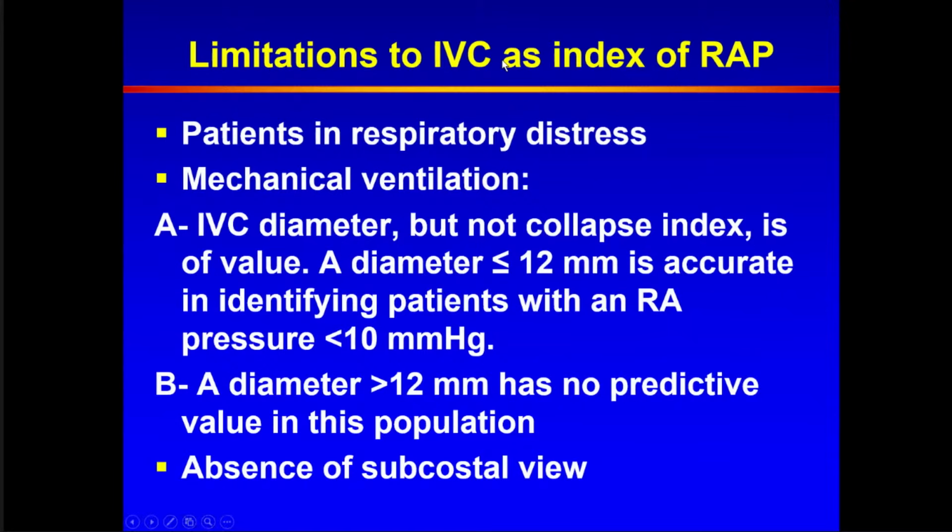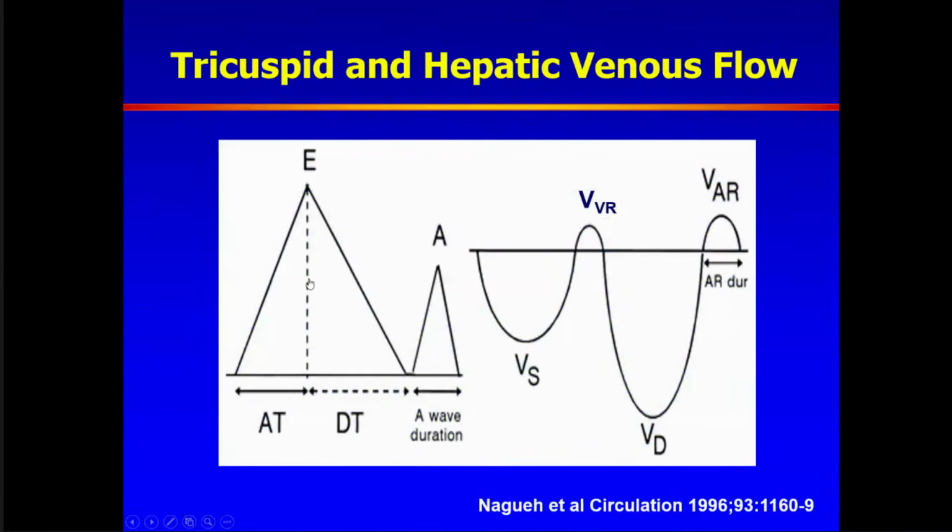The challenge of relying on the IVC, aside from looking at it in patients on mechanical ventilation, respiratory distress, is frequent in the post-op setting where there are no subcostal windows. You can look at the mitral tricuspid inflow and the hepatic vein flow, similar to how we look at the mitral inflow and pulmonary vein flows.